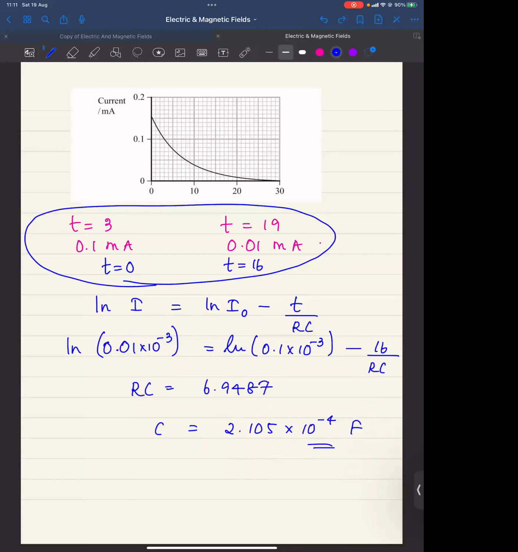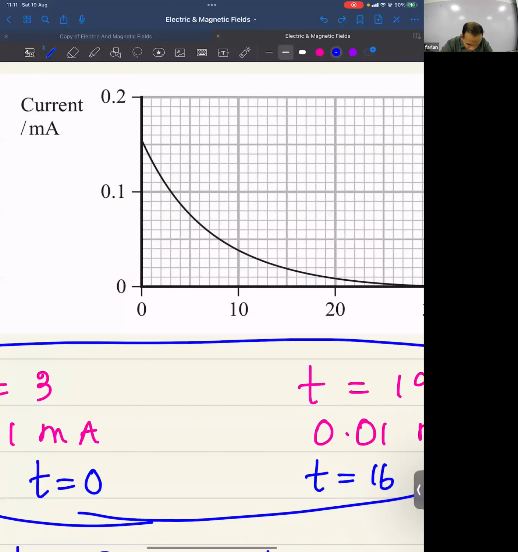Sir, I understand why you took t equals 3 as your initial t equals 0, but then why do you have to convert t equals 19 into 16? Because anyway, it's a point, right? Yeah, but t equals 3 I'm taking as the initial point. This is my initial point, right? So from that point to this point, it's only 16 seconds, right? You look at this graph, the time from here to here is 16 seconds.